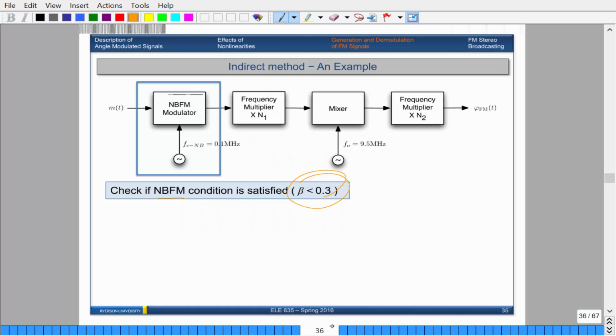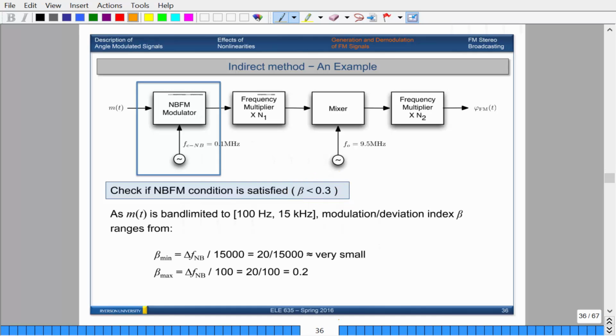If you remember, the message is band limited between 100 hertz and 15 kilohertz. That was the requirement of the question. So the message signal varies between 100 hertz and 15 kilohertz. If you want to figure out whether or not the modulation index condition is satisfied, all you have to do is remember that the modulation index is delta f over f_m.